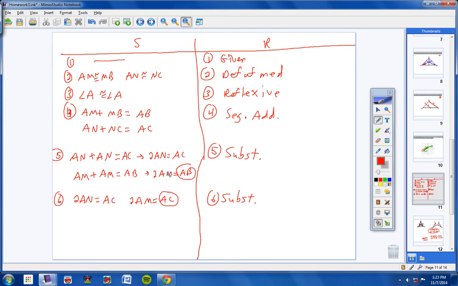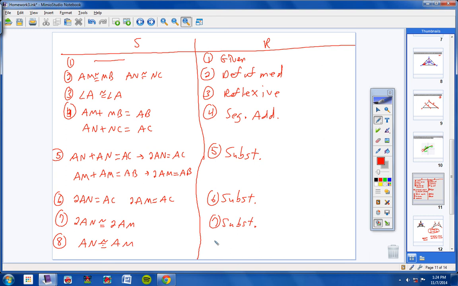How could I do that? Look in your given. Well, the given's gone, but if you look in your book, you will see in the given it said that AB is congruent to AC. So we can definitely do that. And now look, if AC is congruent to this, and AC is congruent to this, then I can definitely state that 2AN is congruent to 2AM. Substitution. Okay? Then divide both sides by 2, and we get AN is congruent to AM.